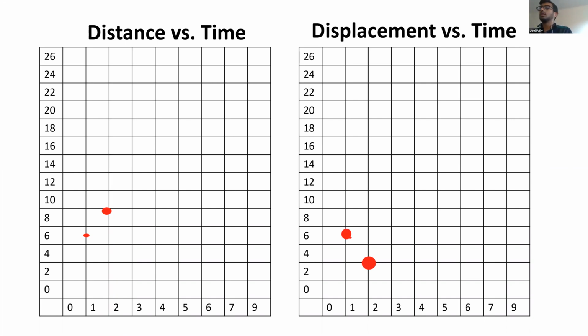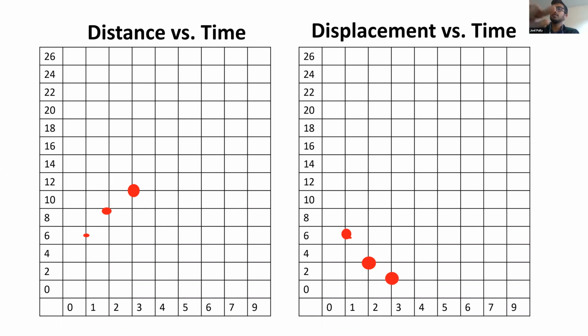Okay. So in the 3rd minute, we go down to the 3rd floor. For the distance, you've traveled another 2 floors. So we were at 10, and now we're up to 12. But for displacement, now we're at the 3rd floor, which is only 2 floors away from where we started. So in the 3rd minute, we're only 2 floors away.